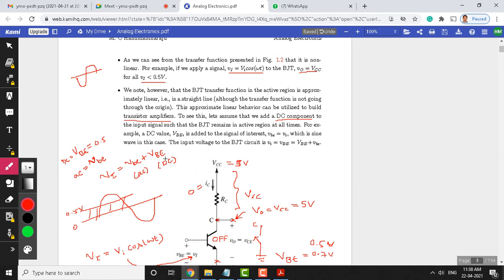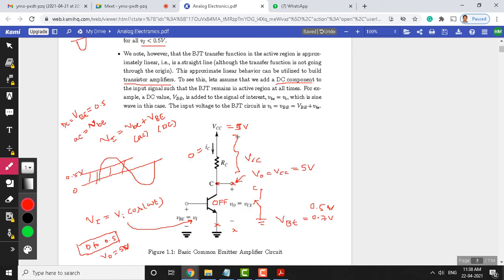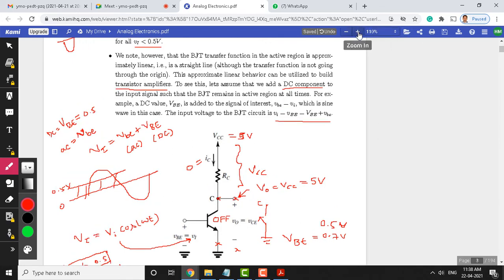Here we need to understand why we are adding DC to the AC. By adding a DC signal to the AC input signal, we are uplifting the AC signal to the active region. That is one important thing here. So, the input voltage to the BJT circuit is the same thing as shown here. I will zoom in a little so that you can observe correctly.